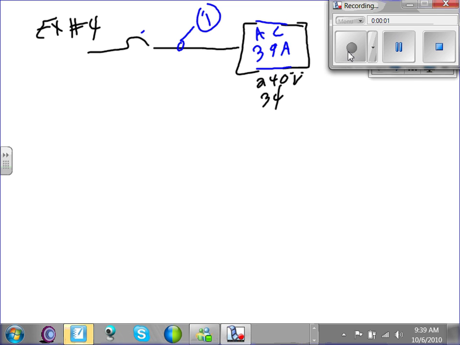Okay, so we have example number 4. We have an AC air conditioning unit, 39 amps, 240 three-phase. We need to size number 1, the conductor, the branch circuit for it, and also number 2, the overcurrent protection device. And as always, we need to size the equipment grounded conductor, which is number 3, the equipment ground conductor. The reason why I put the equipment ground conductor out, guys, is just because the calculation for it is different.